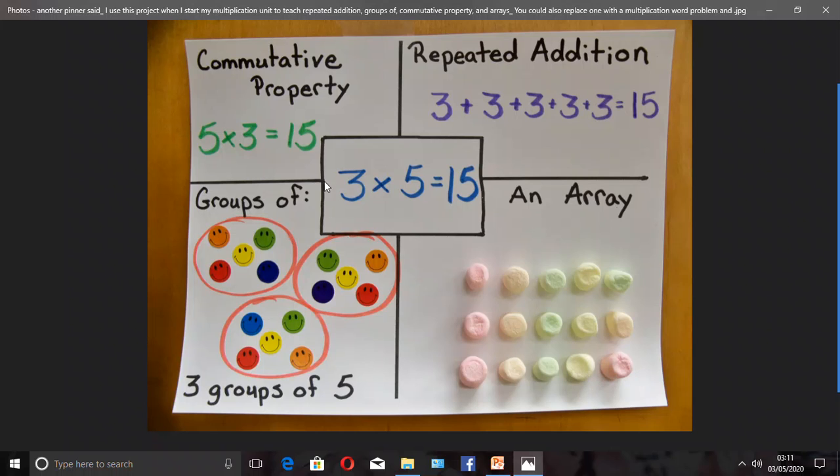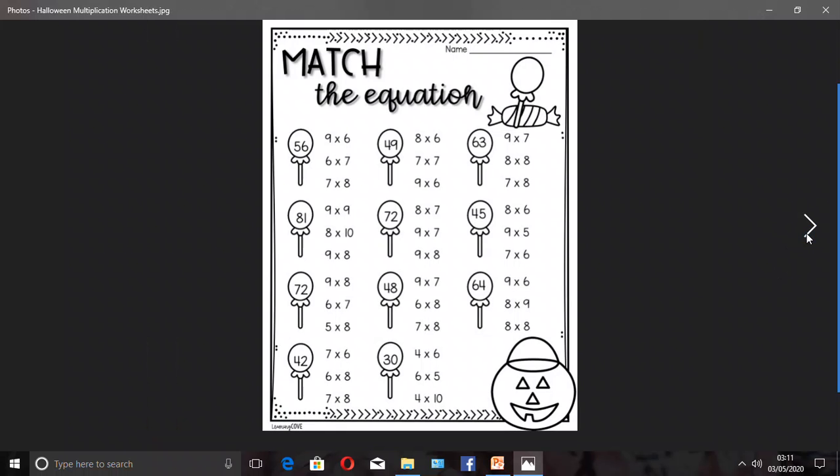So you can decide to use this. Go straight to the point and say 5 times 3 equals 15. You could also put it in groups or use the repeated addition or an array. You could choose any one of these formulas.